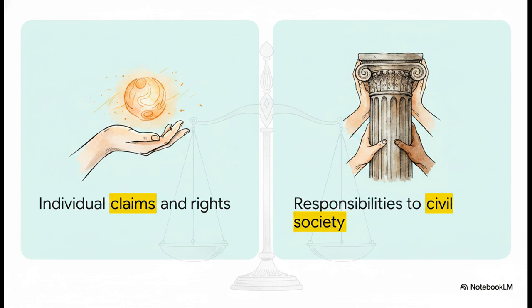Which brings us to Part 3, the purpose of duties. So why go through the trouble of amending the Constitution to explicitly list all of these out? What function do they actually serve in the grand machinery of governance? Well, our source notes point to a really core democratic challenge, reconciling the claims and rights of the individual citizen with the responsibilities they owe to civil society. In a democracy, we are very quick to claim our rights, but no democratic system can ever succeed if its citizens aren't willing to be active participants. Giving your best to the country means actively balancing what you demand with what you provide.